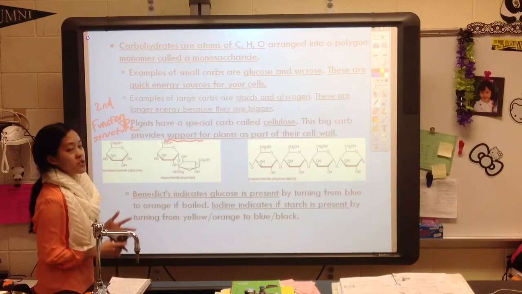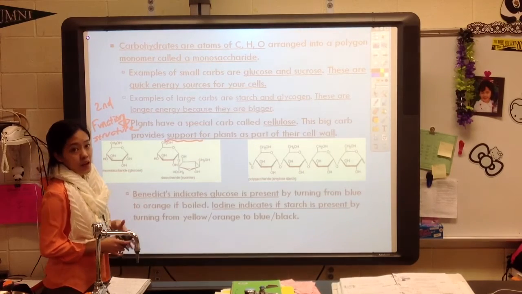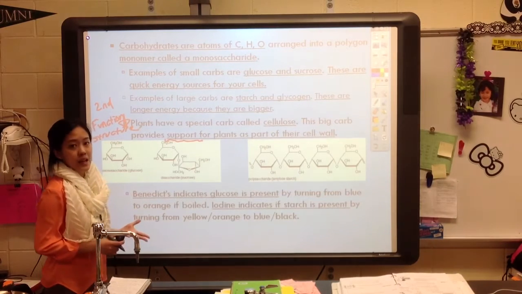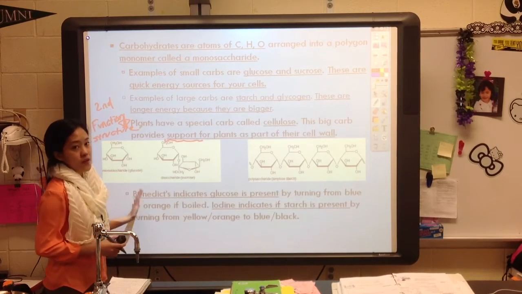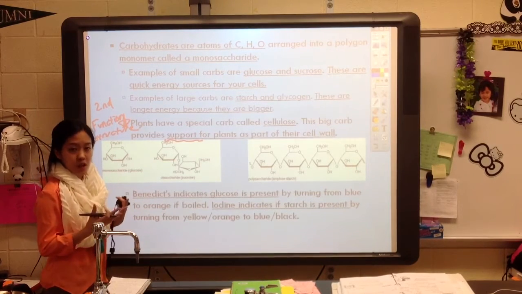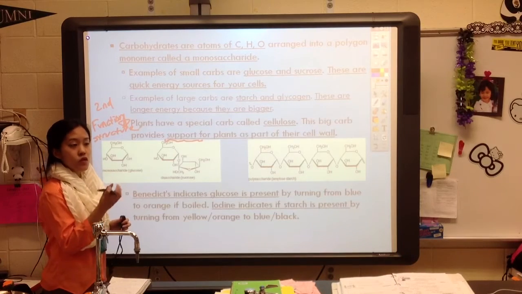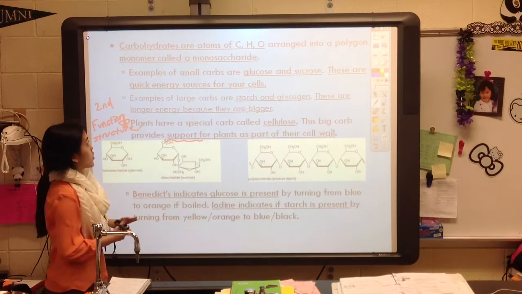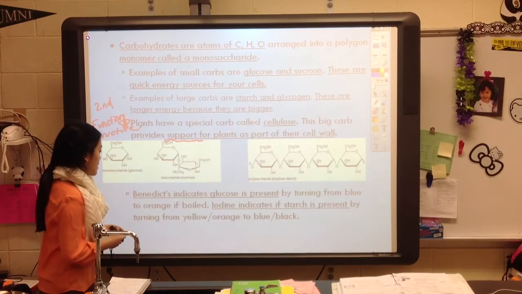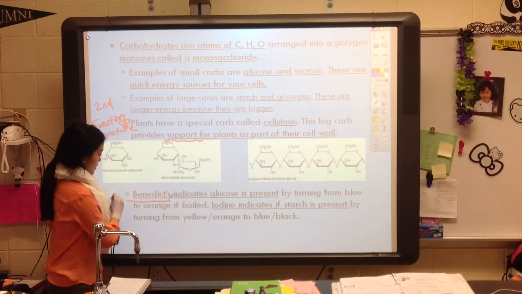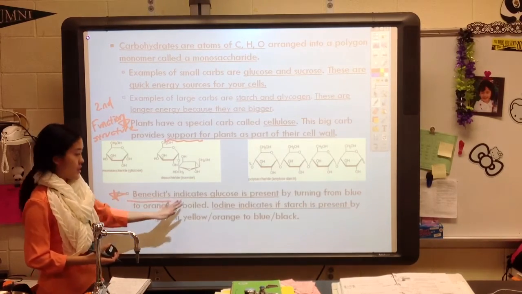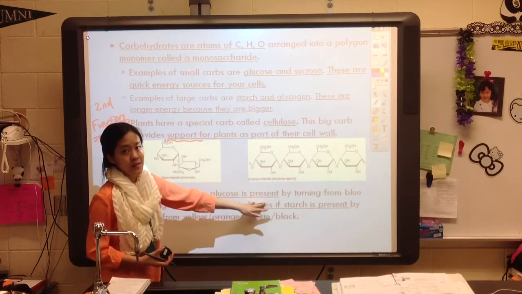The last thing we'll need to know for each of them is an indicator test. What is a test that we can use in class that can tell us if this molecule is present or not? For example, if you had a mystery mixture, some solution or some sort of food, and you wanted to figure out whether there are carbs in the food. For carbohydrates, the test is known as Benedict's. Benedict's is able to detect that glucose is present.